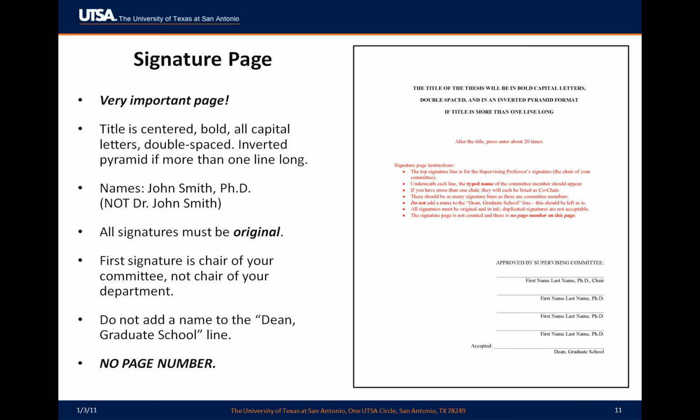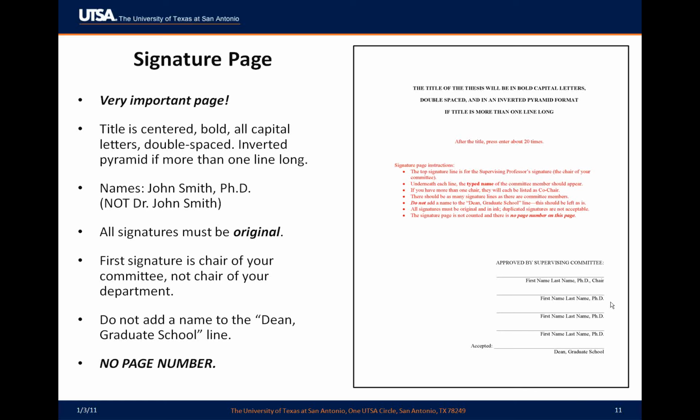To start with, up the top, the title is centered, bold, all capital letters, and double-spaced. If your title is more than one line long, it will be in the shape of an inverted pyramid, or basically an upside-down triangle. Down here in your signature block, names should be typed under the line, and it will appear as John Smith, PhD, not Dr. John Smith. Remember that when you do get your committee members to sign this page, all signatures need to be original. So no photocopies, no scans, original signatures only on these signature pages.